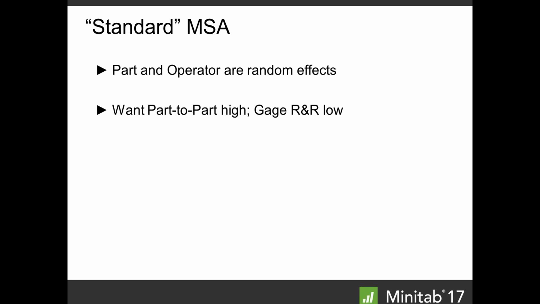And we want our part-to-part variation to be high and our Gage R&R variation to be low. Now those are relative to one another. Of course, you don't actually want the variation among your parts to be really high, but relative to the variation from your measurement system, or your Gage R&R, you want most of that variation to be from parts and not from the Gage R&R. So you want, among the total variation of your data, part-to-part to be most of it, and Gage R&R to be as little of it as possible.